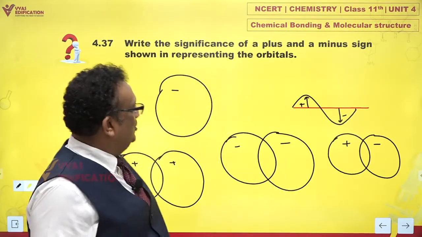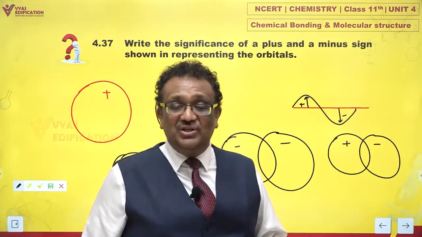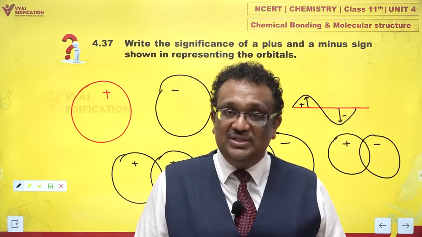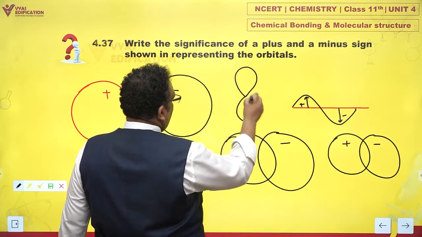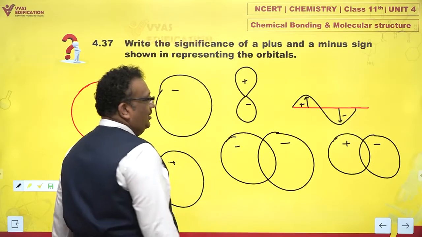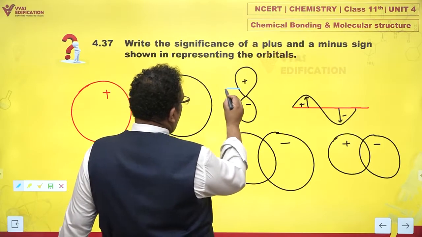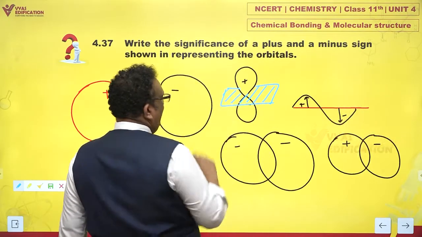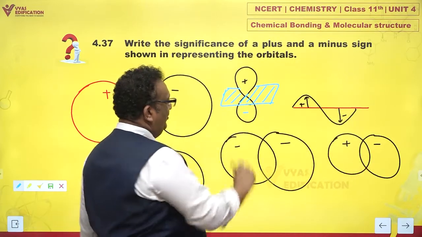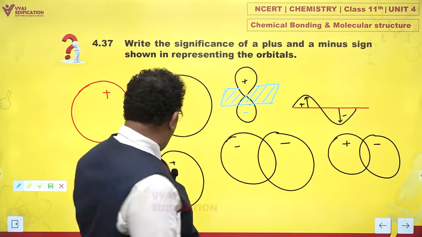So, plus and minus signs are just the signs of the wave function, and they have nothing to do with charges. I'll give you an example from p orbitals also. And whenever you have a plus sign and a minus sign, always remember in between you will have a nodal plane where the probability of finding the electron will be 0. This is a p orbital for you.